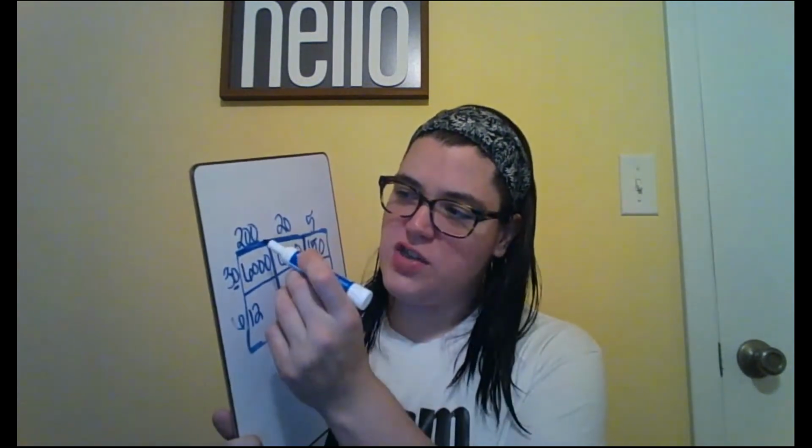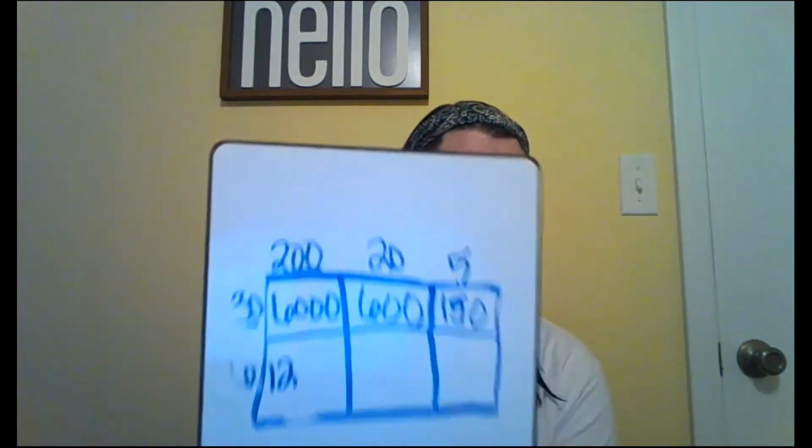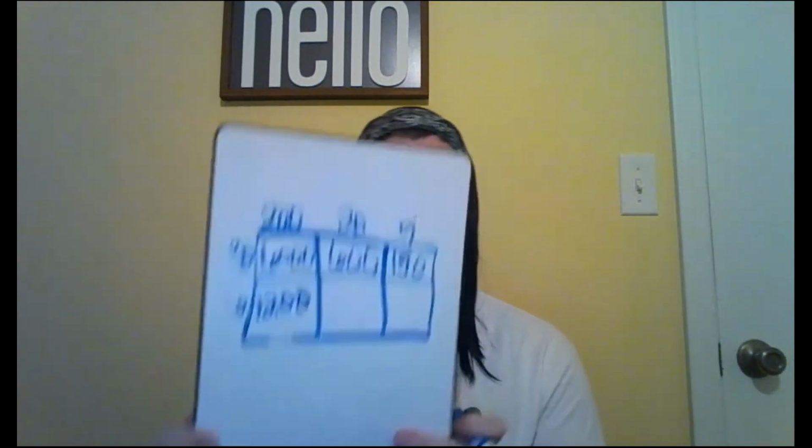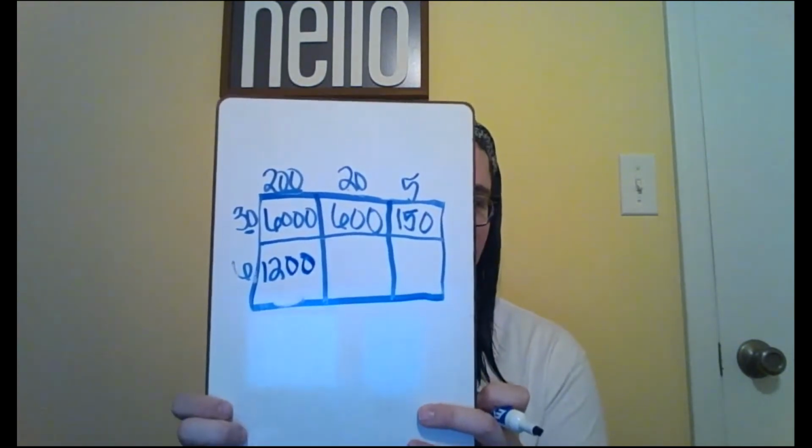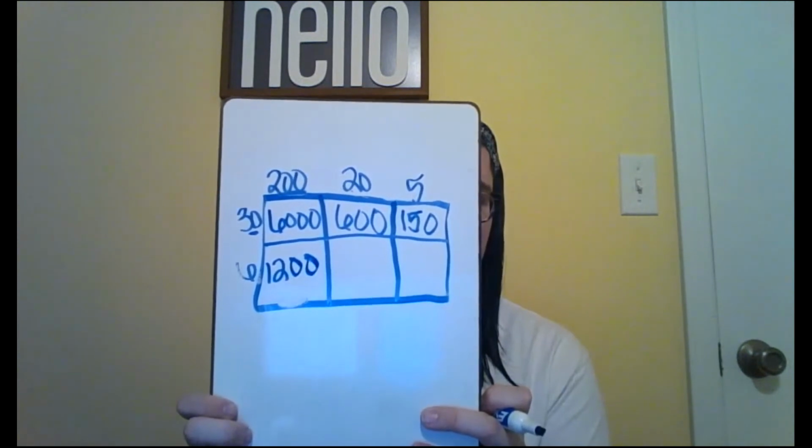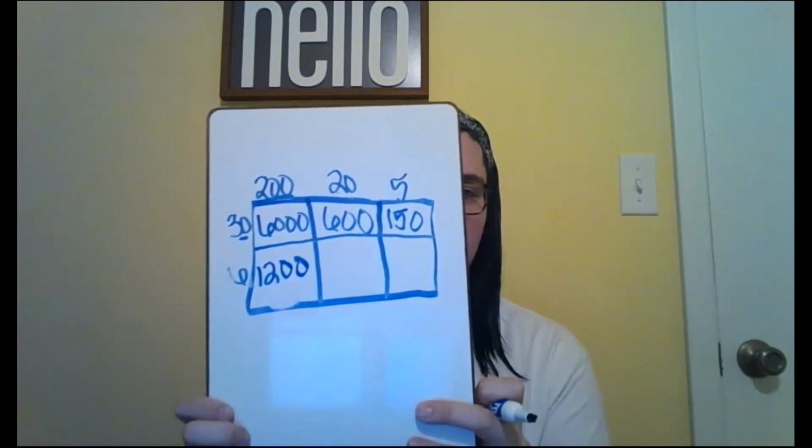We need to look at our 200. How many zeros does the 200 have on it? It has 2. So we're going to add those 2 zeros to our answer to get 1,200. So 6 times 200 is 1,200.